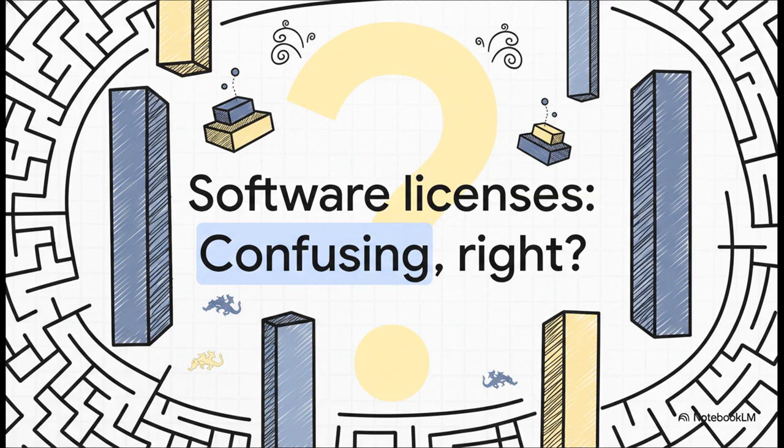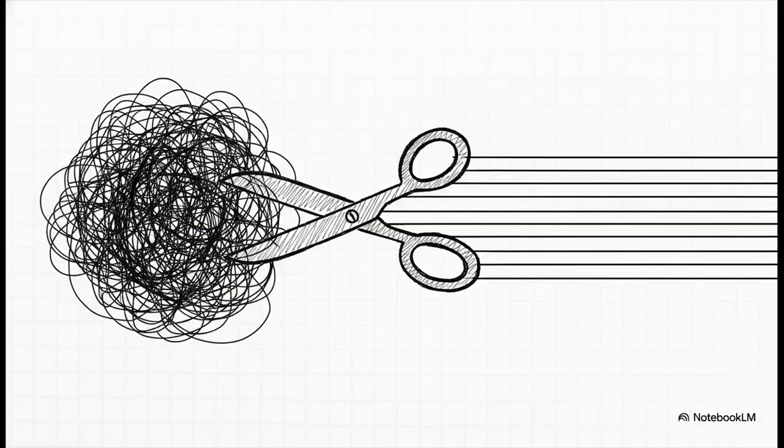Trying to figure out which software license you need can feel like you're trying to solve a puzzle in the dark. You've got walls of legal text, different tiers, all these add-ons. It's a massive headache for pretty much everyone, from individuals to huge companies. But here's the good news. It really doesn't have to be that confusing.